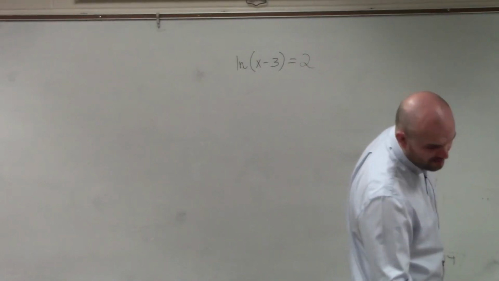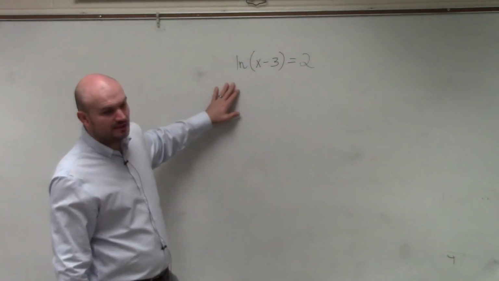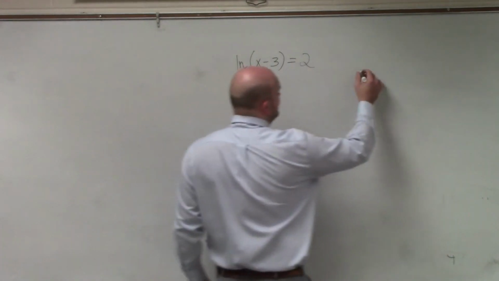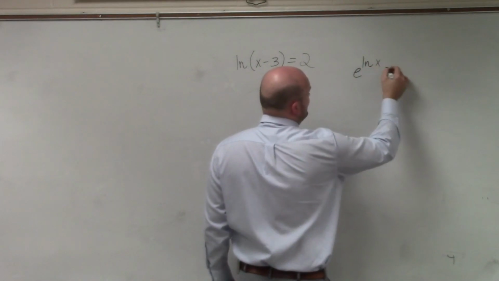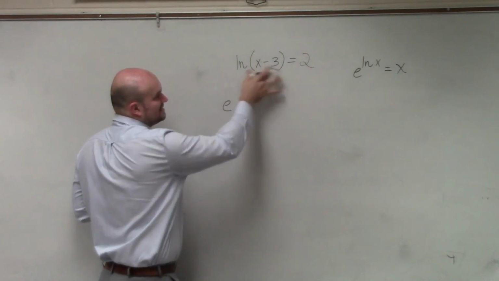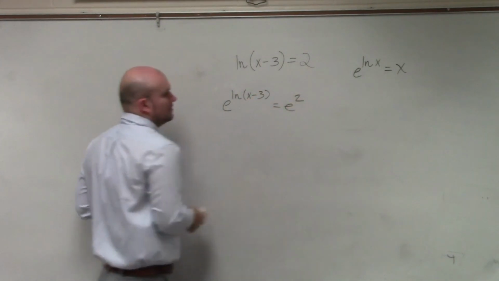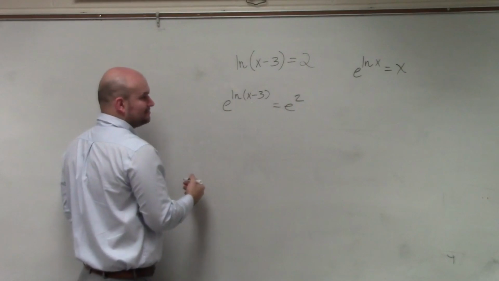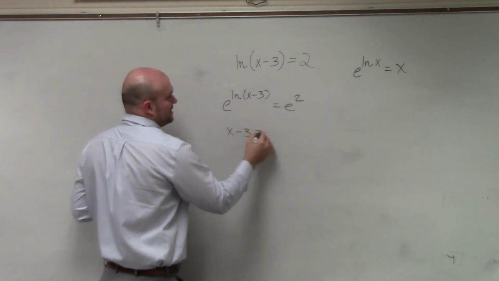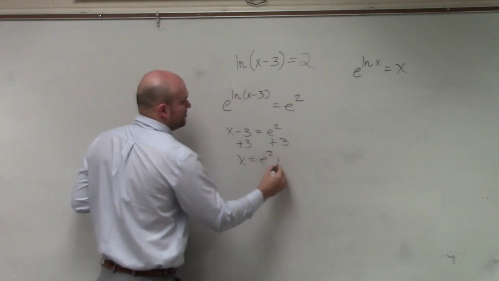So what I'd like you guys to remember is there's a couple properties that we're going to be using for this, and basically what we'll need to do is get rid of this logarithm. So what we can do is use the property that e to the ln of x is just equal to x. So what I can do is raise both sides with the base e. Now, using this property, I now have x minus 3 is equal to e squared, add 3, and I have x equals e squared plus 3.